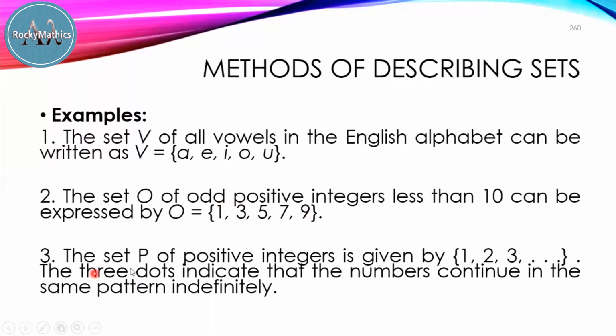Number 3, the set P of positive integers is given by 1, 2, 3, and so on, using the three dots, because the three dots indicate that the numbers continue in the same pattern indefinitely. Okay? So these are the examples of using the roster method in describing sets.